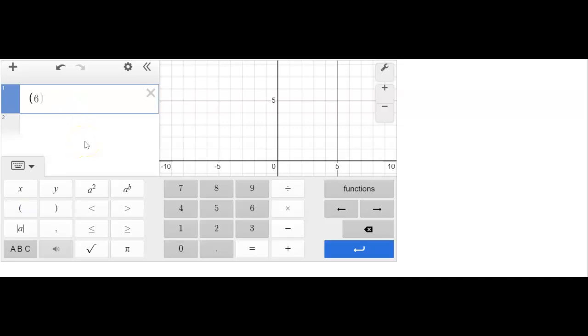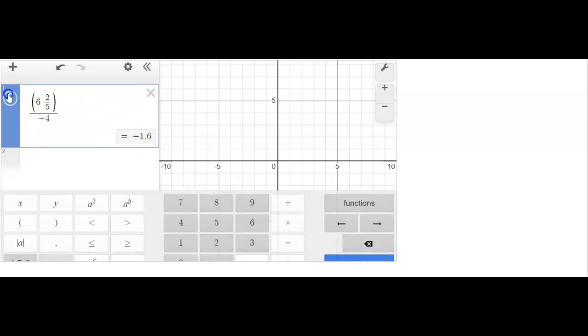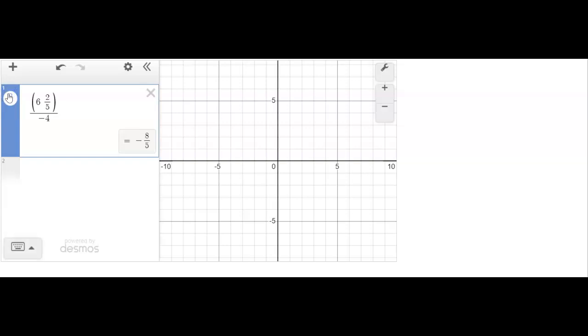So we're going to have 6, and we're going to space away from the 6, and we're going to do a fraction, 2 and 5, and then click next to the parentheses so that we know it's closed. And then we're going to push divide. Notice that it puts it on top like a fraction, but that fraction bar, remember, means to divide. And the problem we were doing, it's -4. And there you go. Here's your answer. Now, if you wanted this as a fraction, you could actually click here, and then you have the fraction. All right, we'll go ahead and do the next one.